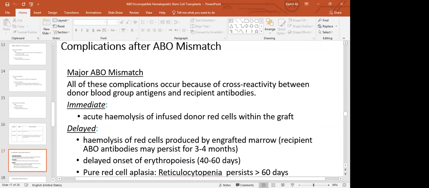Complications after ABO mismatch. In major ABO mismatch, all these complications occur because of cross-reactivity between donor blood group antigens and recipients'. Immediate complications are acute hemolysis of infused donor red cells within the graft, and delayed hemolysis of red cells produced by engrafted marrow in recipients. ABO antibodies may persist for 3 to 4 months, with very delayed onset of erythropoiesis, 40 to 60 days. And pure red cell aplasia, with reticulocytes persisting greater than 60 days.